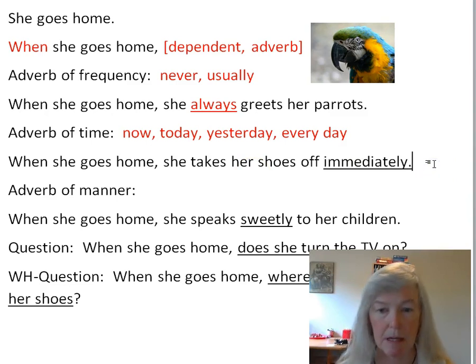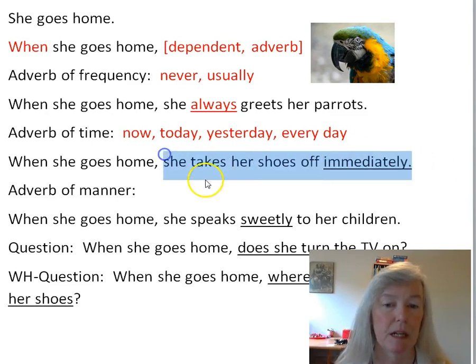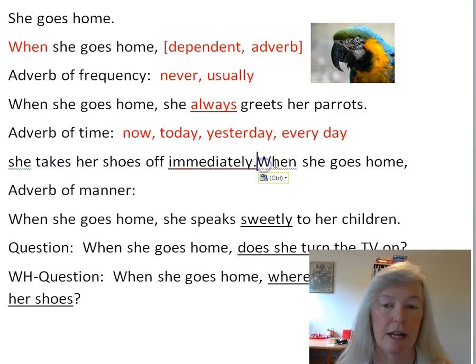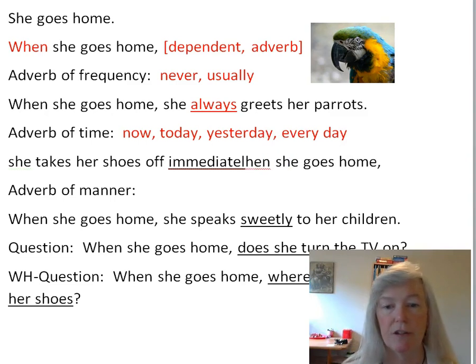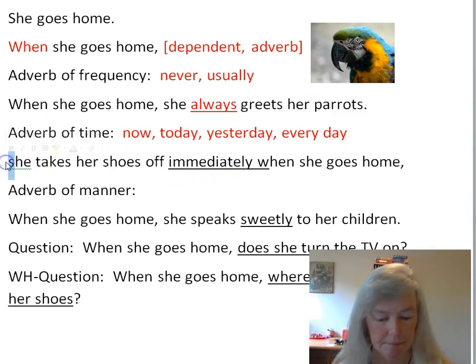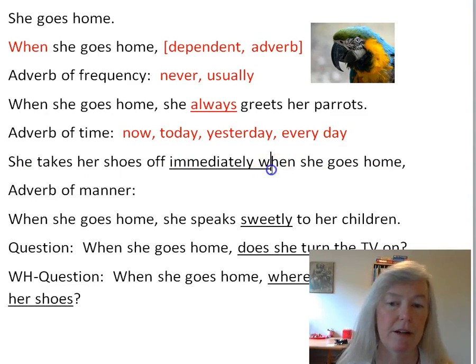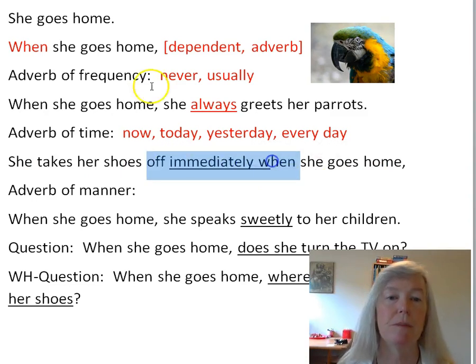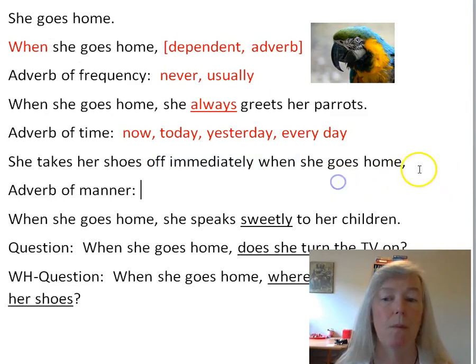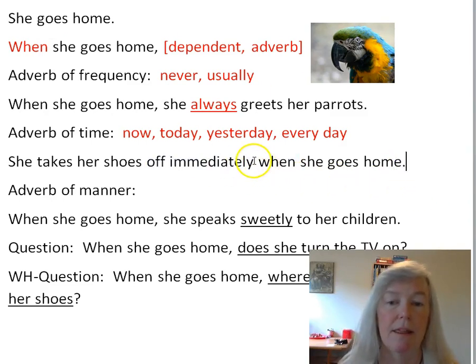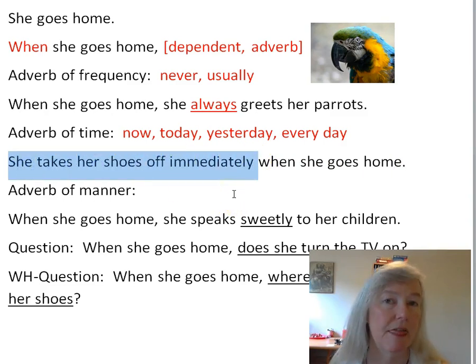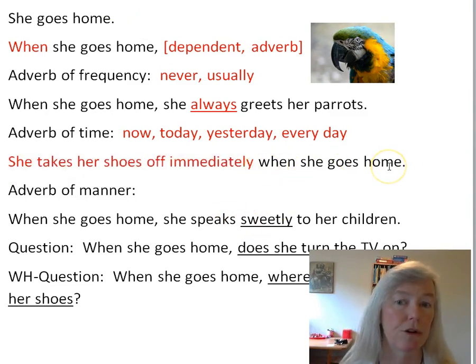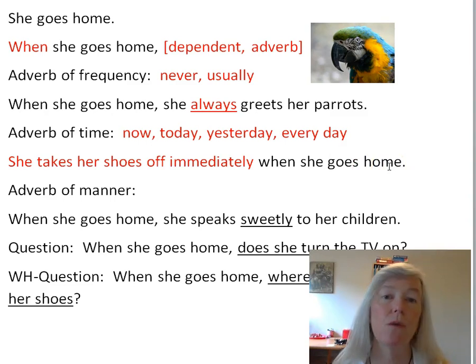Now that would be the same if I switched the order. I can switch this over here, and we have: she takes off her shoes immediately when she goes home. Put a capital over there, no capital over there. She takes off her shoes immediately when she goes home. That clause still is in that order. The other clause is still in that order. Each clause has the word order separate from every other clause.